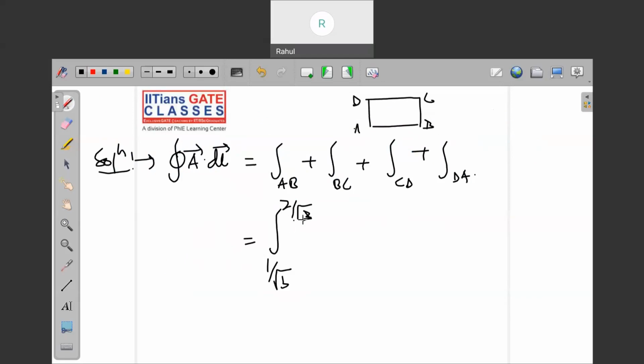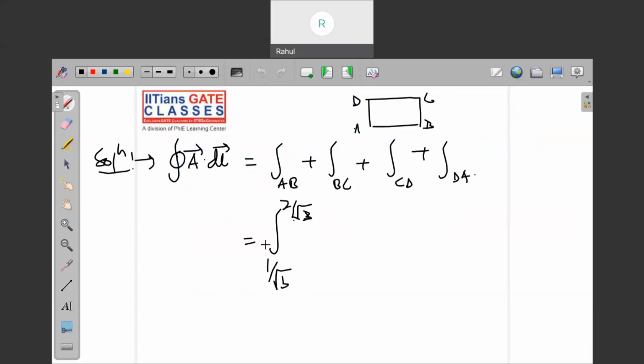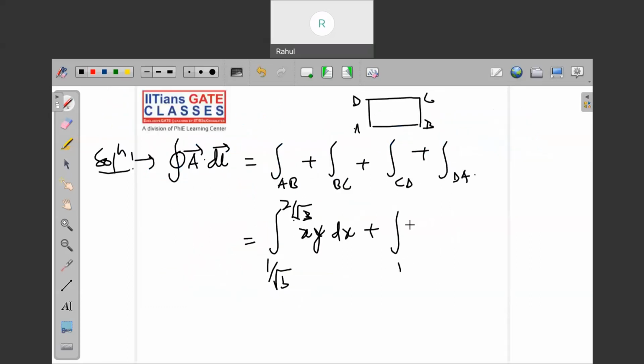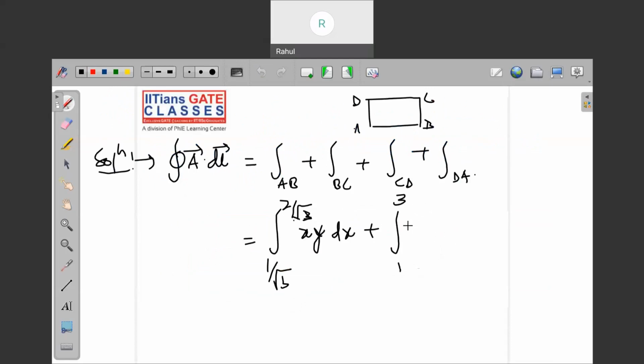And what is the component here? The component along ax is xy. So you can say xy is going to be your dx, plus then you are moving from B to C. When you are moving from B to C, there is a limit 1 to 3 here, and you have to take the component along the y axis only. So you have to integrate with respect to y, plus.